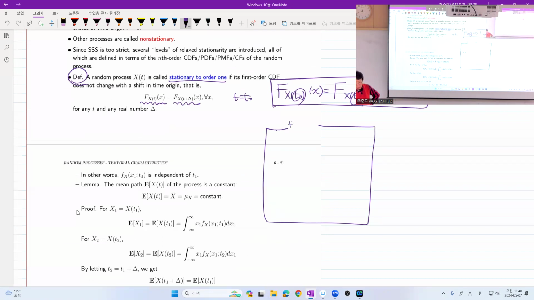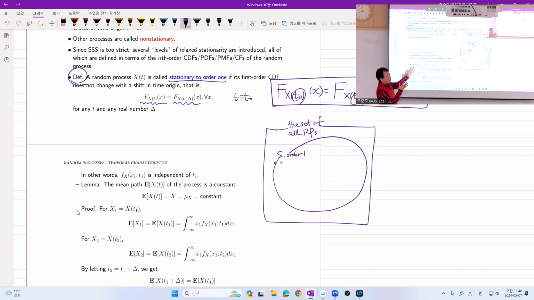So this is again the set of all random processes. And here goes, I exaggerate a lot: stationary to order 1, even though the subset is invisibly small. Now you choose any member of this subset. Then you may say that they share some commonality. What is that? Of course, by definition, each one's first order CDF does not change, even though time evolves.